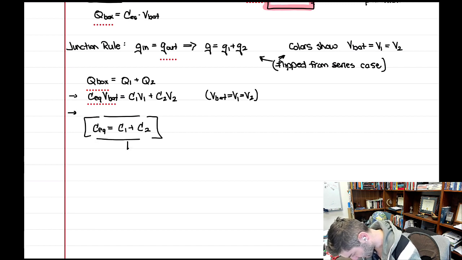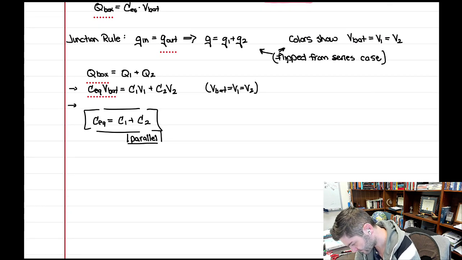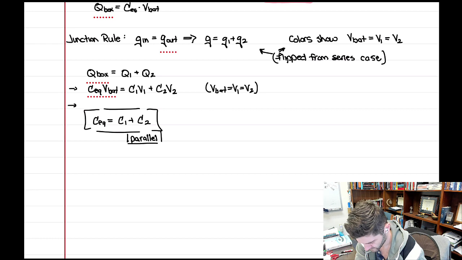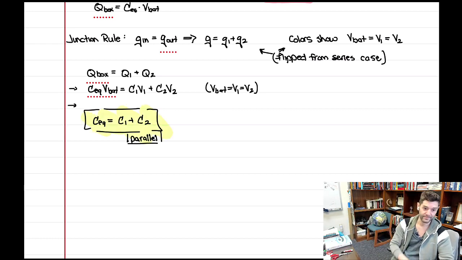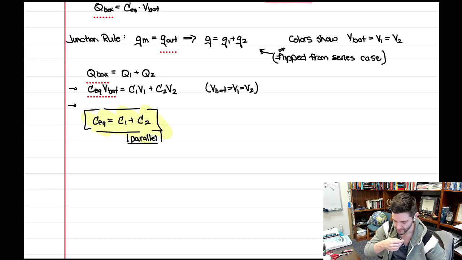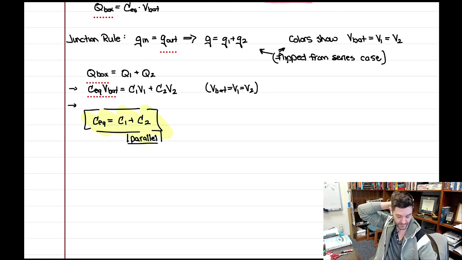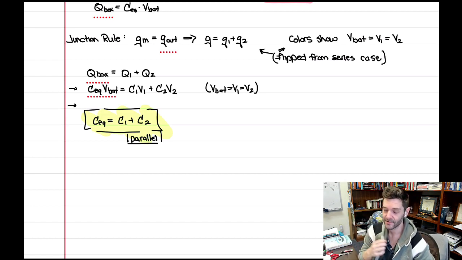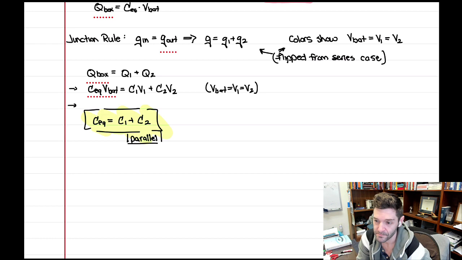And this is when they are in parallel. Capacitors in parallel, which is much simpler. It's not 1 over C equivalent. You just add them together. Their effective capacitance is just the sum of the two.